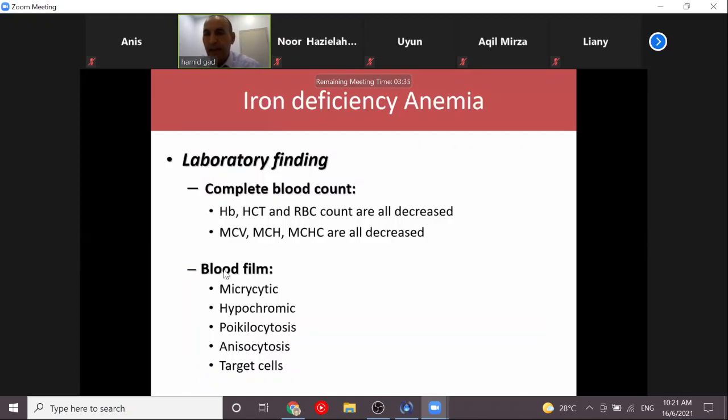Lab, again, you have to do CBC. You find everything is low. Blood film, you remember these 5 things: microcytic, hypochromic, poikilocytosis. What's poikilocytosis? Poikilocytosis means there are a variety of shapes. The red blood cells do not all look the same. So there is variation in the shape of the red blood cells. This is called poikilocytosis.